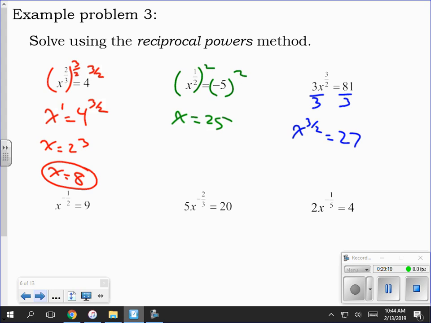What's the reciprocal of 3/2? 2/3. So that means I raise both sides to the 2/3 power. So I get x equals 27 to the 2/3. The 3 in the denominator means I do a cube root. The cube root of 27 is 3. The 2 means I square that. 3 squared is 9.